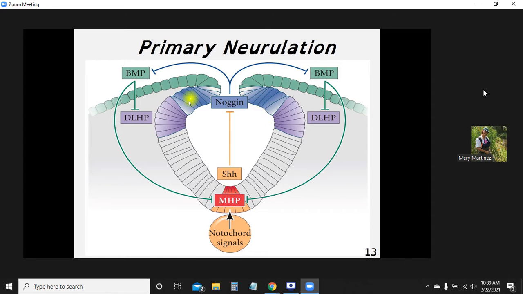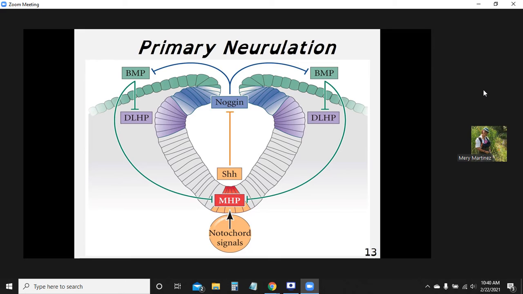So these are the neural folds in here. Noggin directly inhibits BMP. This is the inhibition process that we see here with this arrow over here. And then the dorsal lateral hinge point develops exactly at that point of interaction, when Sonic hedgehog is in low quantities, but noggin is in high quantities, okay?